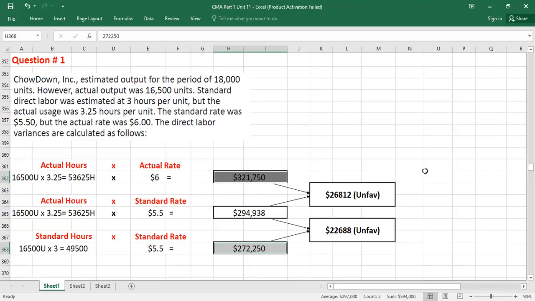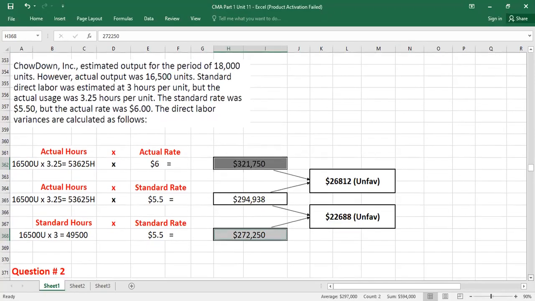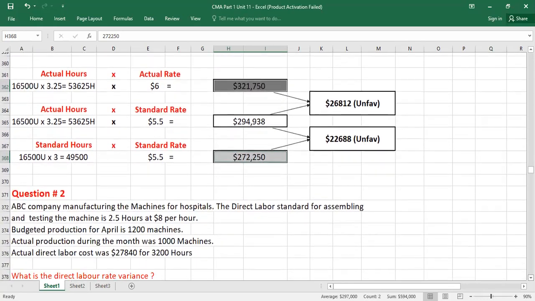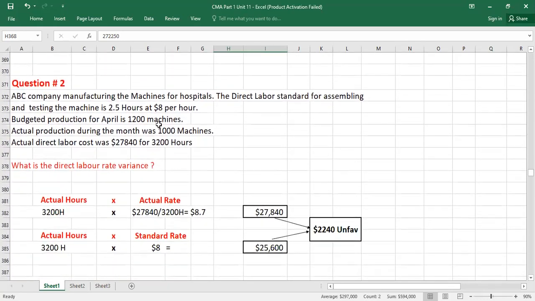Now we are going to move to the second question, just to see the difficulty level of the questions. So for example, we have question number 2 here. Let's assume we have an ABC company manufacturing machines for hospitals. The direct labor standard for assembling and testing the machine is 2.5 hours at $8 per hour. Don't forget, this is the standard data. Then the budgeted production for April is 1,200 machines.